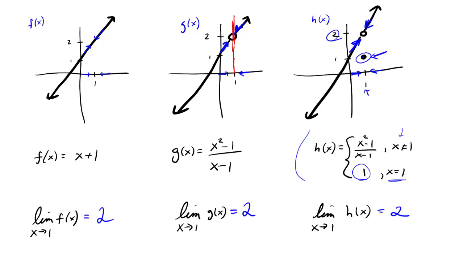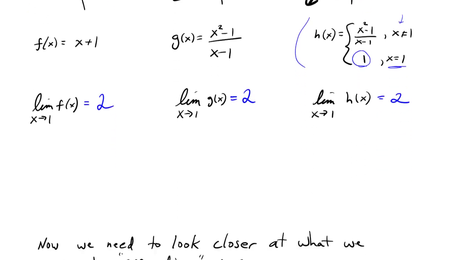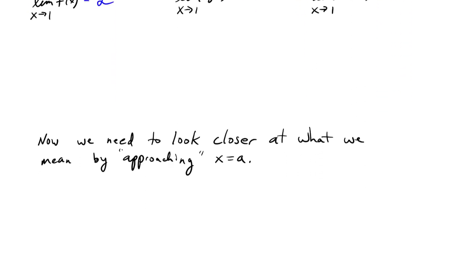So with all these examples that we've looked at, we've said approach x equals 1. We haven't been really clear about what we mean approaching it. Are we talking about from bigger or smaller? In these examples, it has all been the same, so it hasn't really mattered. So we need to take a closer look at what we mean by approaching some x equals a.